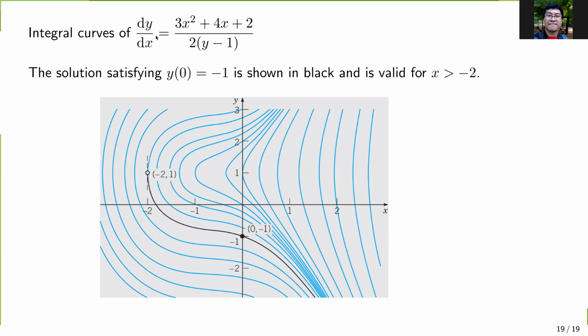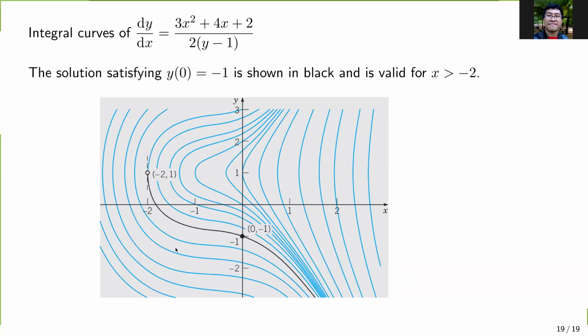The integral curves for the original differential equation are shown here as solid blue lines. And the valid solution would be that when the interval for x is only those x greater than -2, shown by this. The solution using the boundary condition y at 0 equals -1 is this black curve, but we exclude -2 and 1 because in this case, we don't want y to be equal to 1.